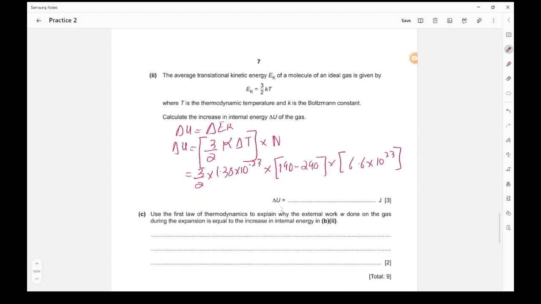Just give me a minute. Let's just calculate this thing. So this is going to be 3 over 2 multiplied by 1.38 multiplied by 10 raised to power minus 23. I don't have the calculator values anymore, so I'm just going to work it out directly. 190 minus 290 and multiplied by 6.6 into 10 raised to power 23, and I'm getting a value of, let's just round it off to two significant figures, minus 1400 joules. Okay, so up to two significant figures, I've quoted the answer, and this is actually minus 1400 joules. So this means there is a loss in internal energy. There is no increase over here.